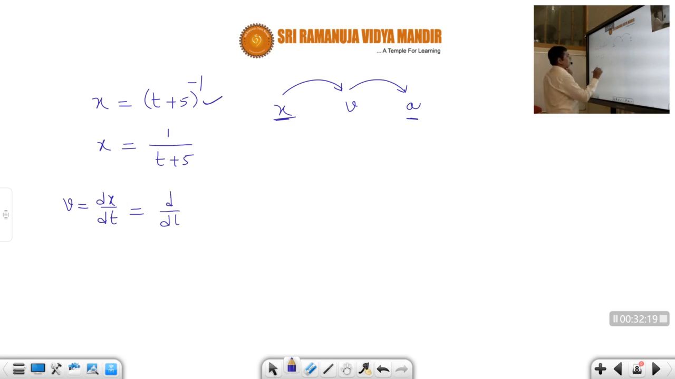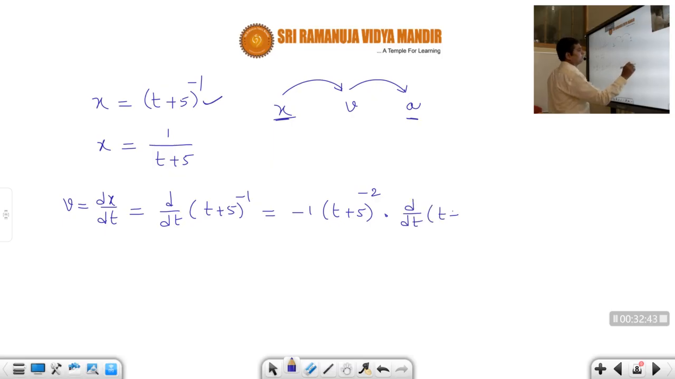So d by dt of (t plus 5) whole power minus 1 is equal to minus 1 into (t plus 5) whole power minus 2. Because the power will reduce, no, students, in differentiation. n into t power n minus 1 is the formula for t power n, but here in place of t we have t plus 5. So into d by dt of (t plus 5), it is a chain rule, no, students, which will become 1 only. So the answer will be minus 1 into (t plus 5) whole power minus 2.